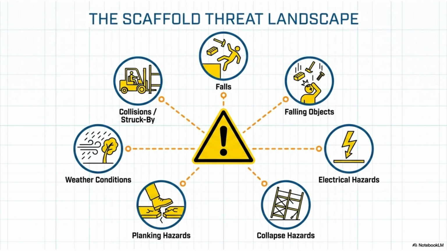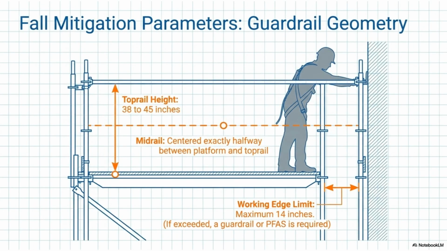The scaffold threat landscape includes several major hazards: falls, falling objects, electrical hazards, collapse hazards, planking hazards, weather conditions, and collisions or struck by incidents. Fall mitigation involves proper guardrail geometry. The top rail height must be between 38 and 45 inches, and the mid-rail centered between the platform and top rail. The working edge limit is a maximum of 14 inches from the wall.